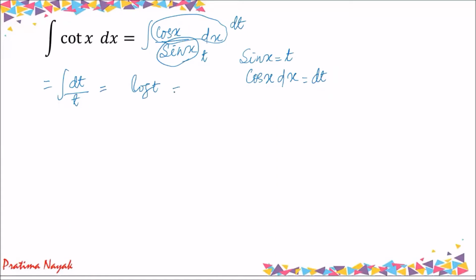dt upon t is equal to log t. So what is t here? This will be log sin x plus c. Now it is very simple. Now the question is, could you take cos x as t here? No, you cannot take it because sin x is the denominator. So it cannot form dt with dx.